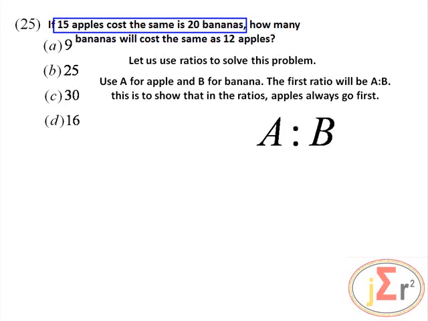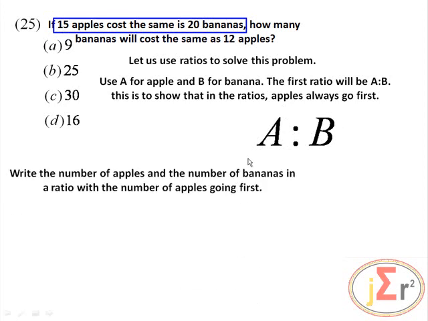All right. We are going to write the numbers 15 and 20 in a ratio. And 15 is going to go first because we have apples going first, apples and then bananas. So the 15 apples go first and the 20 bananas go second. So we are going to have 15 to 20. So write the numbers of apples and bananas in a ratio with the numbers of apples going first. So 15 to 20, that's very good.